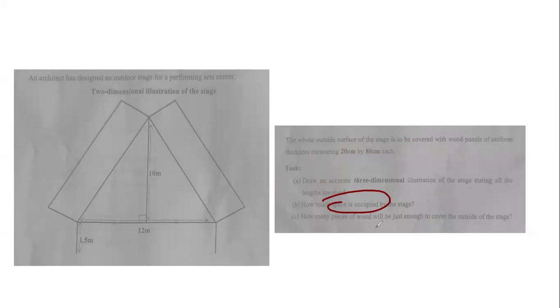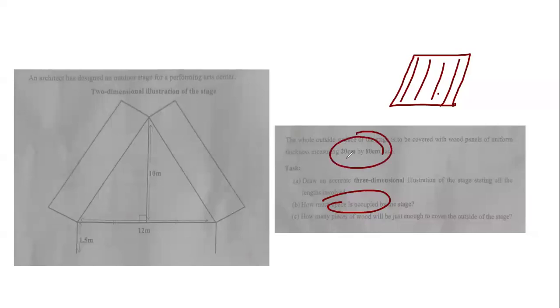Then when they ask how many pieces of wood will be required, it means that now you look at the floor that you have and then check out which area is being covered by the floor. And then from there, you use the dimensions of the wood panels that they have used in order for you to find out how many you will need. So that's what you had to do for that part.